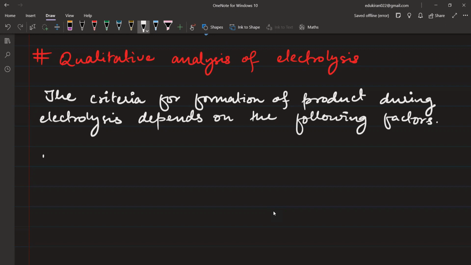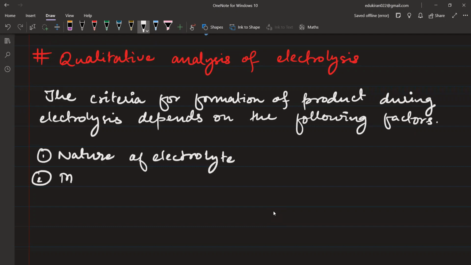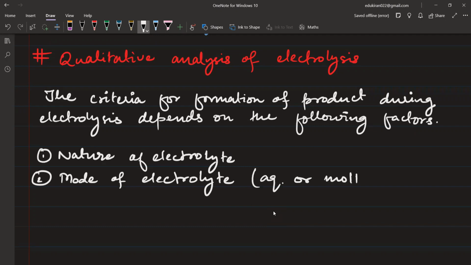Number one, nature of electrolyte. What is the electrolyte we are taking? Are we taking KCl or NaCl? Are we taking CuSO4? Are we taking AgSO4? That is going to matter. Second is the mode of electrolyte. In mode of electrolyte, it can either be aqueous or it can be molten.